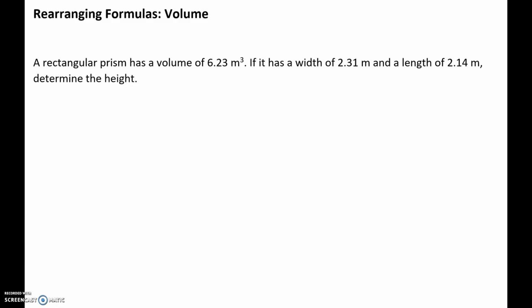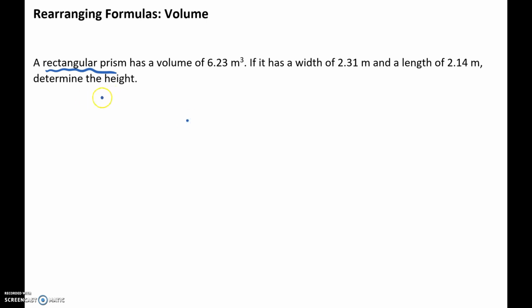In this lesson, we'll extend our algebra skills to rearrange our volume formulas. Look at this example. A rectangular prism has a volume of 6.23 cubic meters. If it has a width of 2.31 meters and a length of 2.14 meters, determine the height.